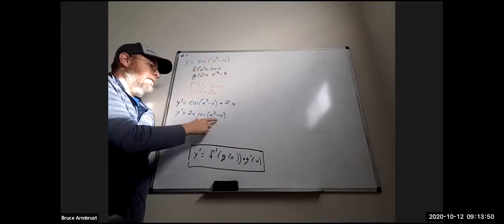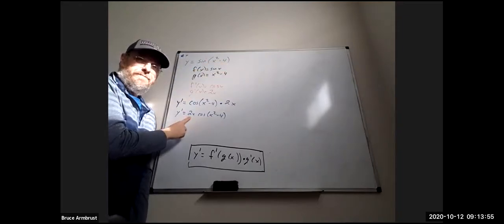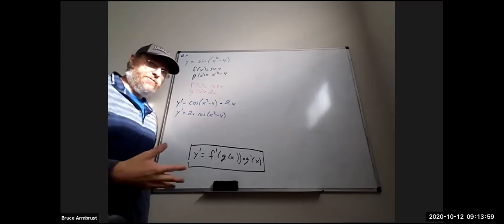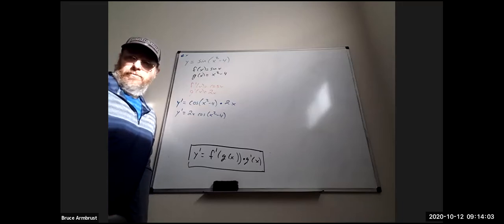So we differentiated sine to get cosine, so it's still cosine of all that stuff. And then we multiply by the derivative of what's inside. So you'll hear me say that phrase all the time. I'll be like, okay, now let's multiply by the derivative of what's inside. We're doing chain rule.